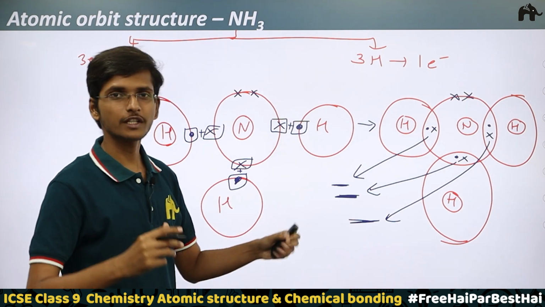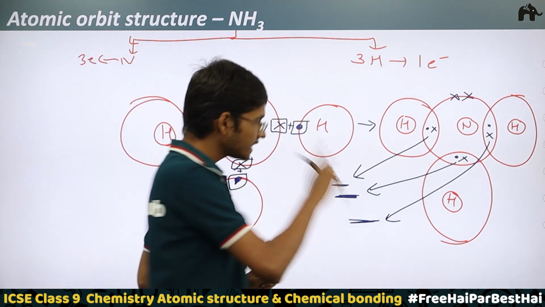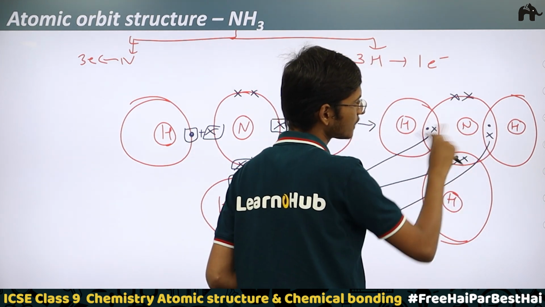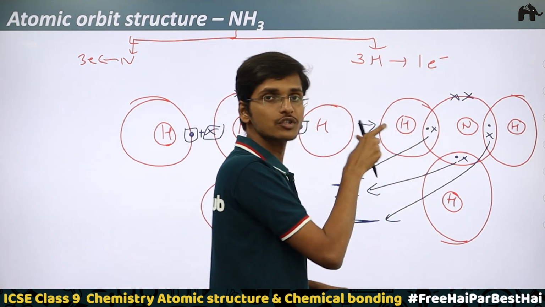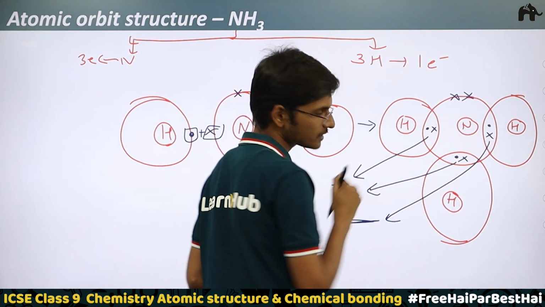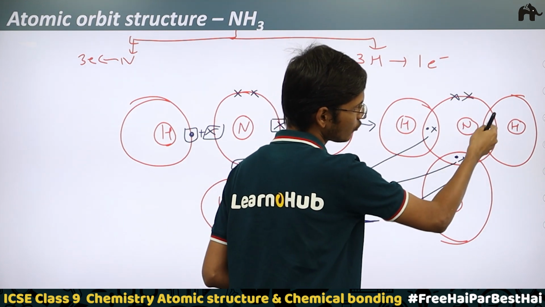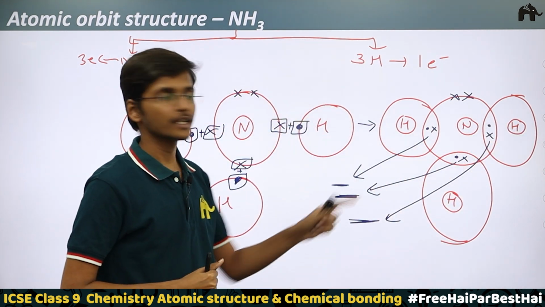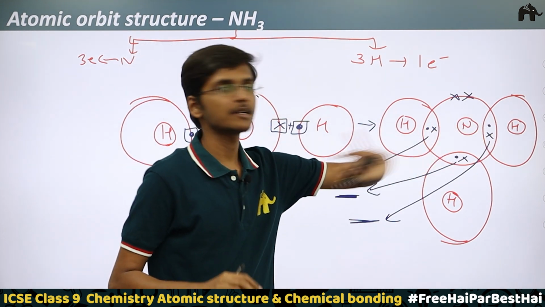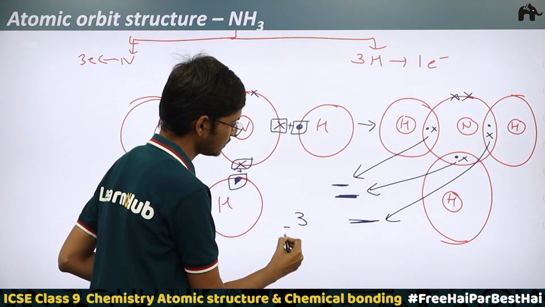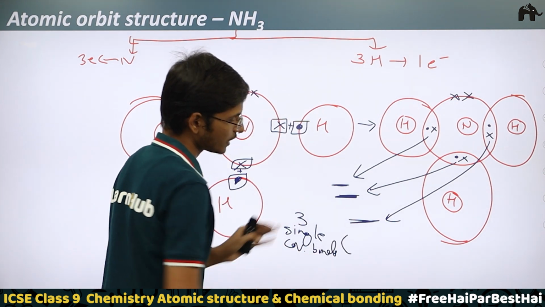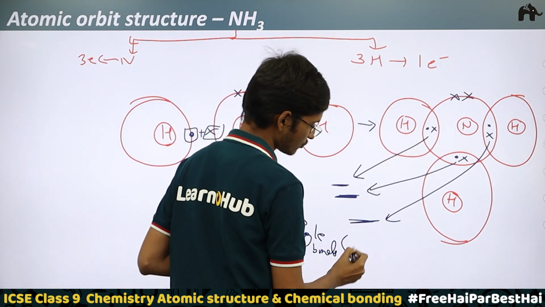By looking at this, don't say that this is a triple covalent bond. There is a single covalent bond between this nitrogen and hydrogen atom, because there is 1 shared pair of electrons. Then there is a single covalent bond between this nitrogen and hydrogen atom, and a single covalent bond between this nitrogen atom and this hydrogen atom. Since there is 1 mutually shared pair of electrons each, 3 single covalent bonds are there, between nitrogen and hydrogen atoms.